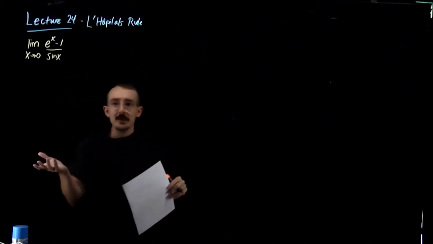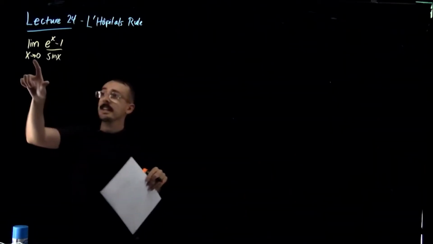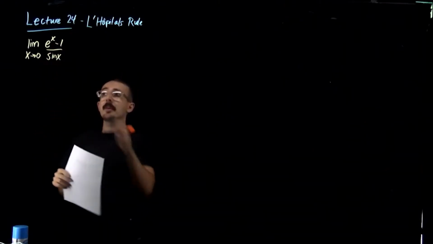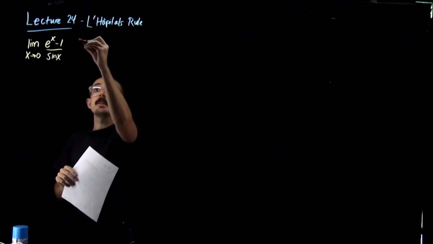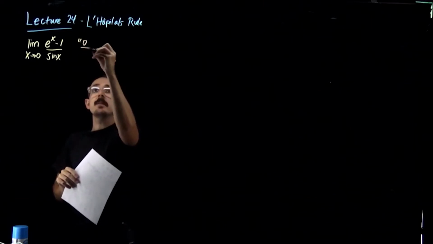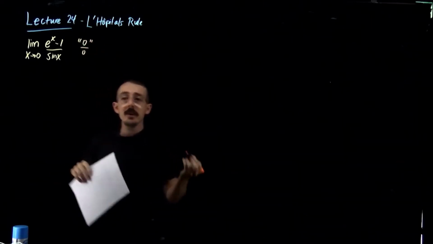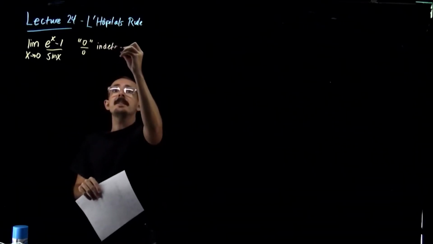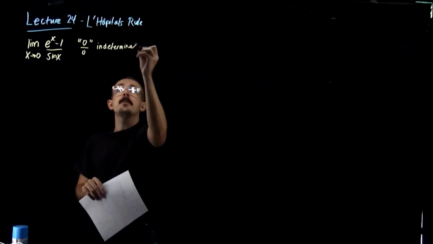And the first thing you try naively is you're just going to take this number 0 and try plugging it in and seeing what happens. So if you plug in 0 for x, it turns out that you get 0 over 0. And we know from lecture 8 that this is an indeterminate form.